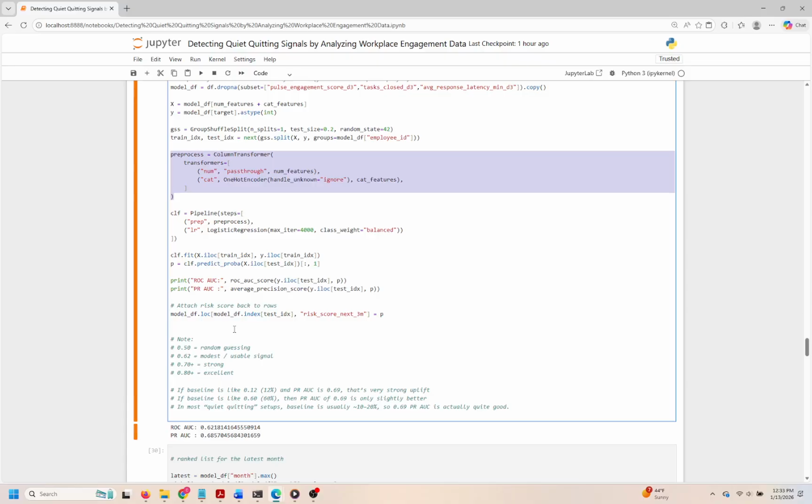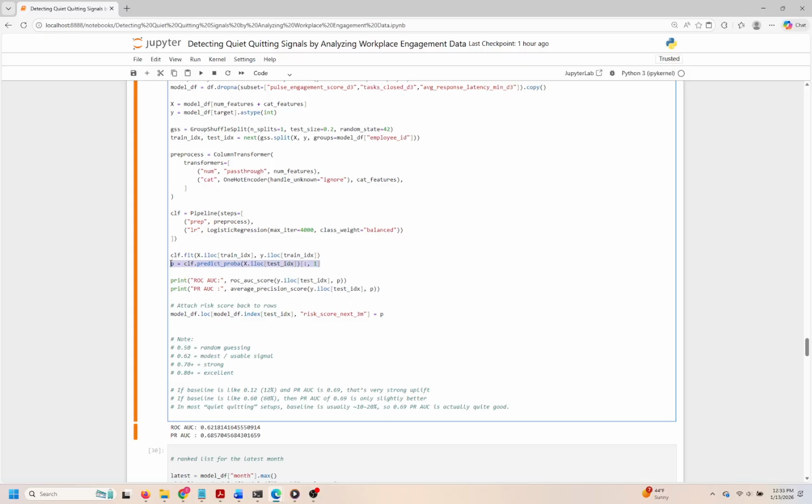The heart of our modeling workflow lies in the integration of pre-processing and logistic regression through a pipeline. The pre-processing steps involve transforming our categorical features into a format suitable for the logistic regression model, ensuring that the model can accurately learn from our data. Once the data is prepared, we fit the logistic regression model to the training subset and then use it to predict probabilities on the test set.